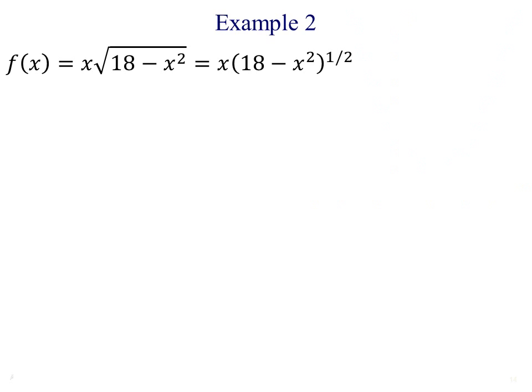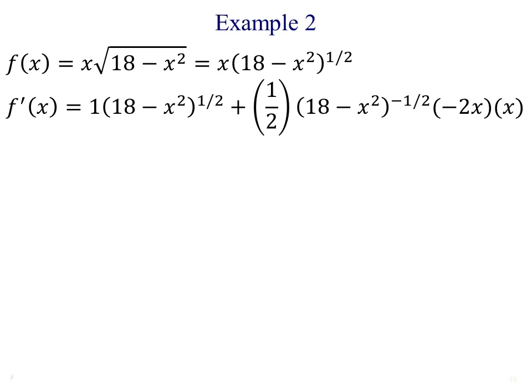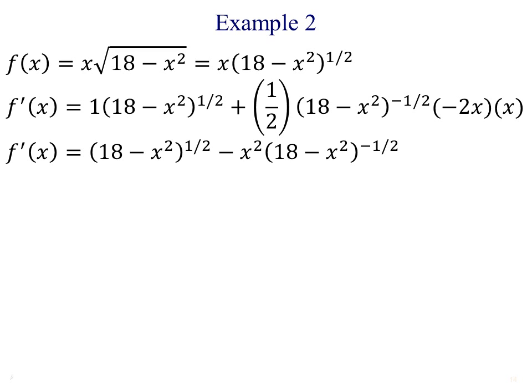The next example that I would like to look at is x times the square root of 18 minus x squared. I have rewritten it to make the computation of the derivative a little bit easier. Here is the first part of the derivative. Notice that we have to use product and chain rule. The second version of this derivative combines the terms 1/2, negative 2x, and x squared for the second part of the derivative.